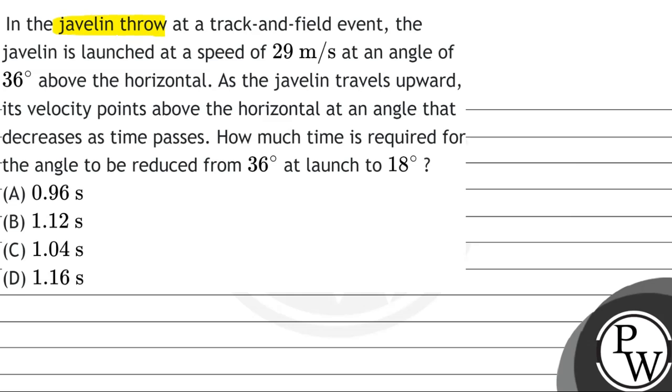In the javelin throw at a track and field event, the javelin is launched at a speed of 29 meter per second at an angle of 36 degree above the horizontal. As the javelin travels upward, its velocity points above the horizontal at an angle that decreases as time passes. We are required to find how much time is required for the angle of this javelin to be reduced from 36 degree at launch to 18 degree at end.